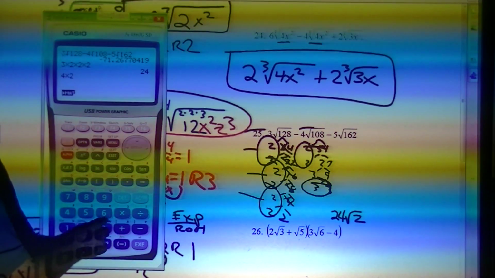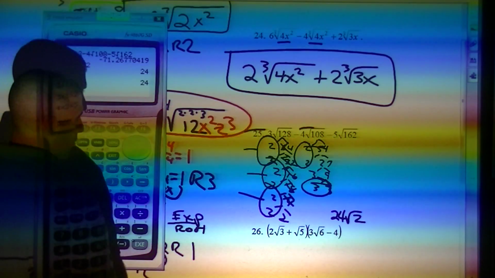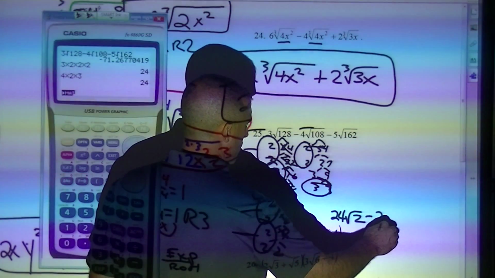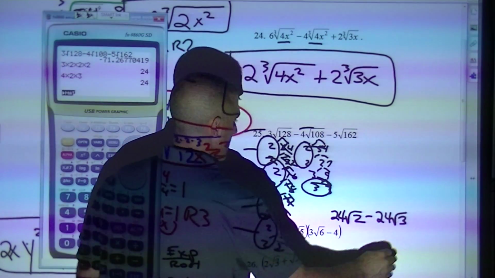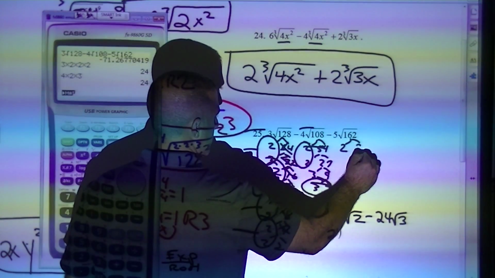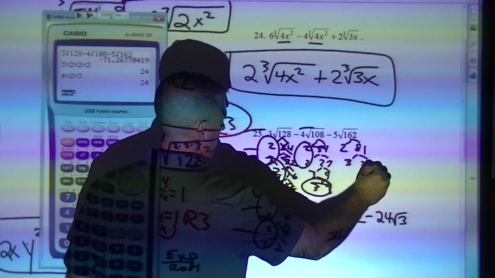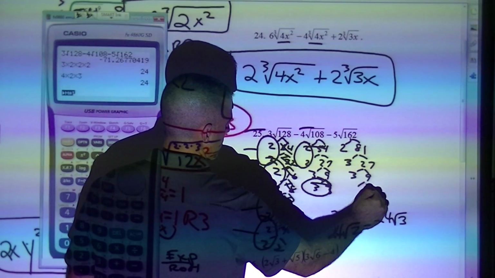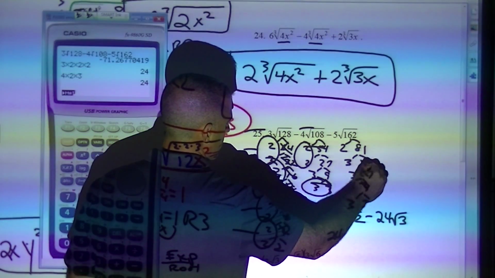4 times 2 times 3 is 24. All right, so minus 24, but inside is 3. Okay, because that's the left one. All right, okay, then I got 2 and 81. All right, 3 and 27, 3 and 9, 3 and 3. Okay, I can't use those anymore.